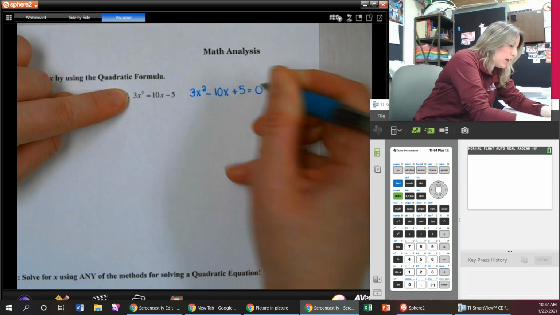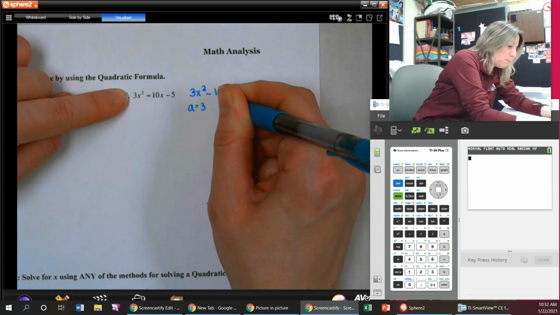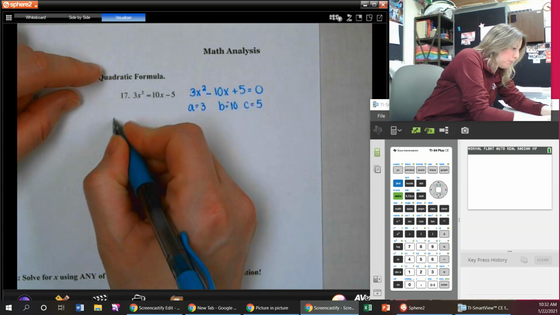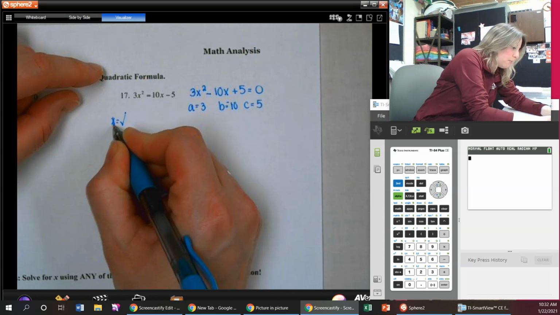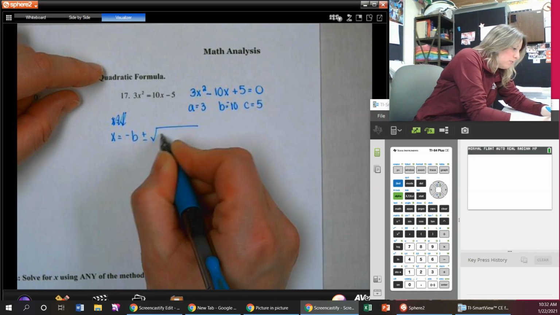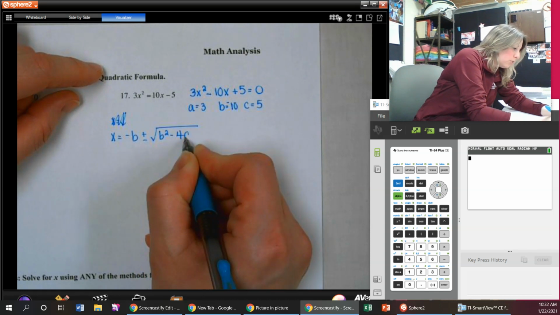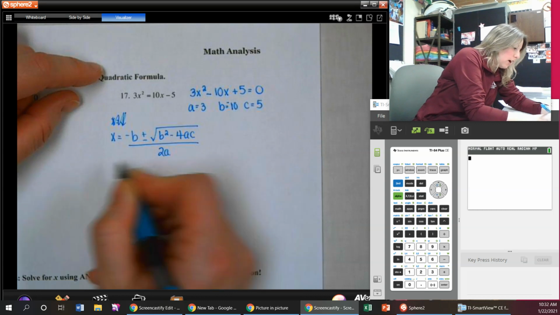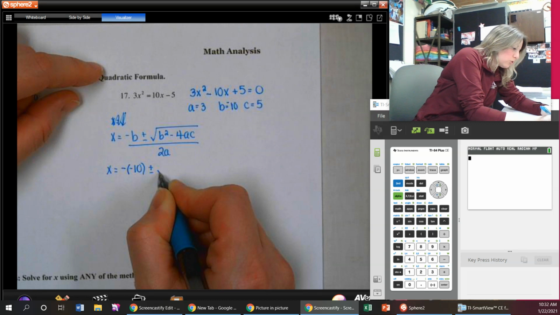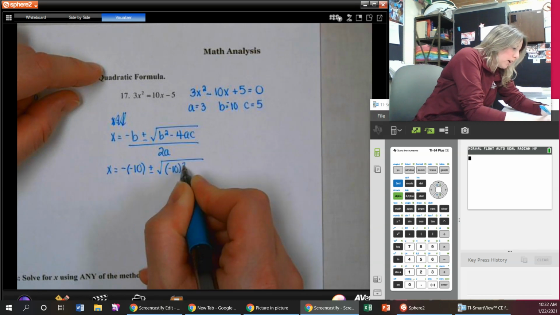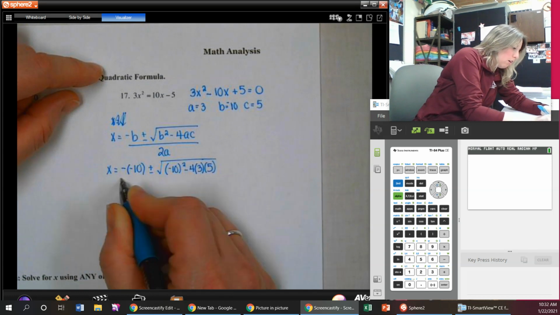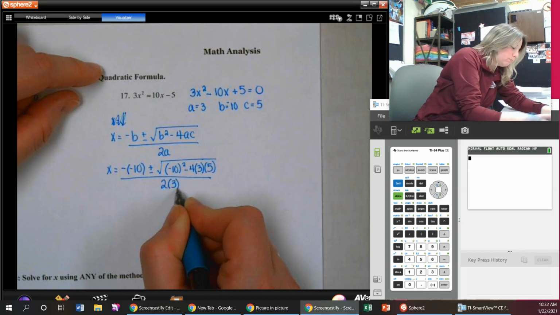equals 0. And then I know my a is 3, my b is negative 10, and my c is positive 5. And that's what I plug into the quadratic formula. Why am I starting to write the quadratic formula incorrectly? There we go. Rewrite it so that you make sure you memorize it and you're plugging in correctly. And I get the negative of negative 10 plus or minus the square root of negative 10 squared minus 4 times 3 times 5, and all divided by 2 times 3.